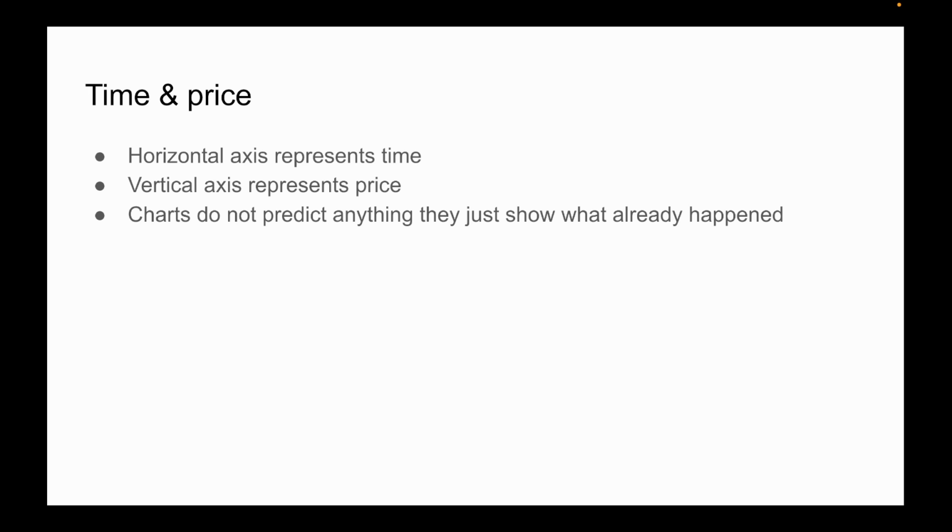So the horizontal axis on the TradingView platform, you guys already know this. I explained it 2 days ago when we went through TradingView. The horizontal axis is going to represent time. The vertical axis is going to represent price. Charts do not predict anything. They only show you what already happened. So these prices that you're seeing on the chart are not from the future. It's exactly what's happening at that moment.